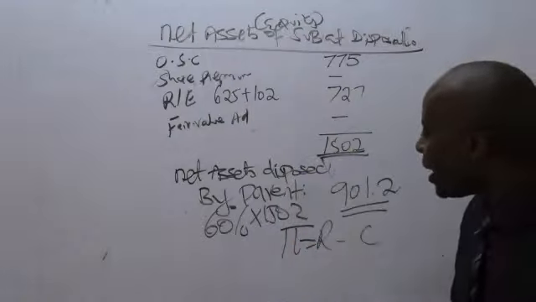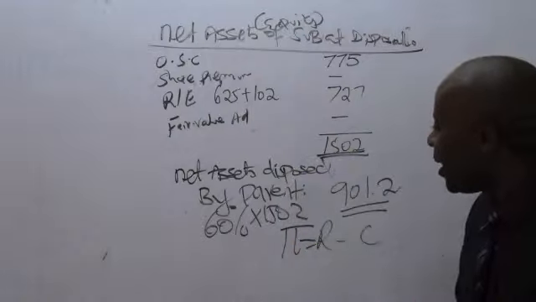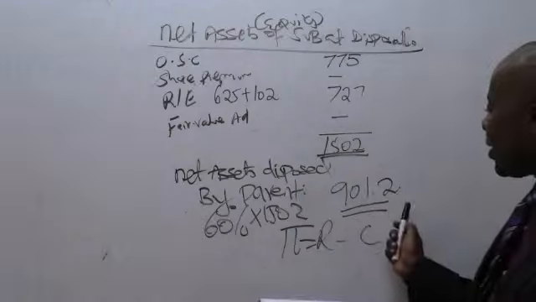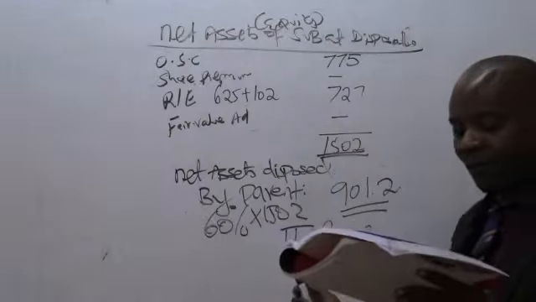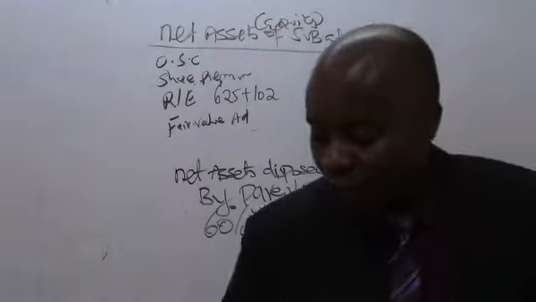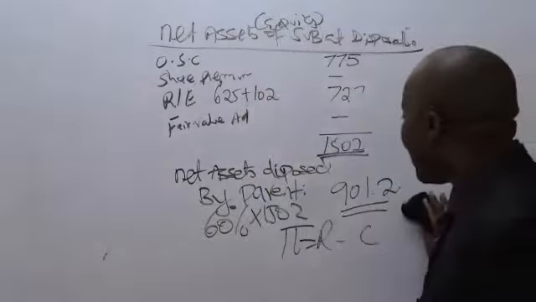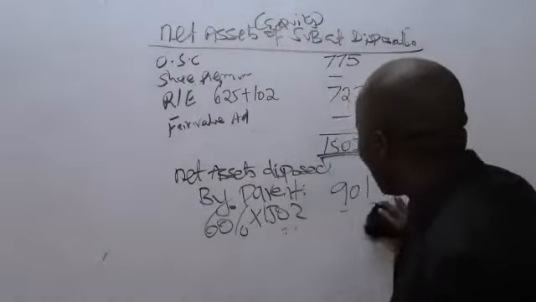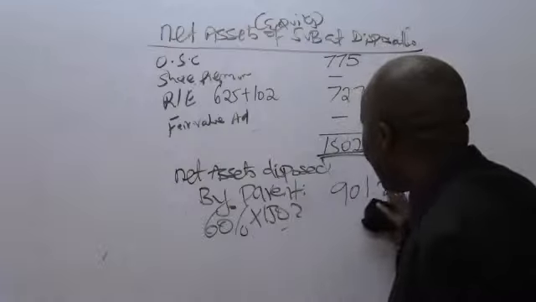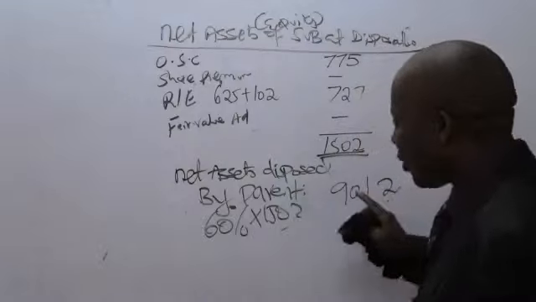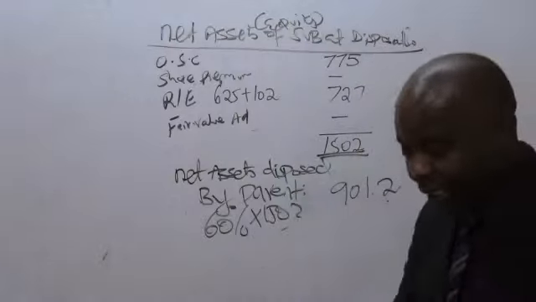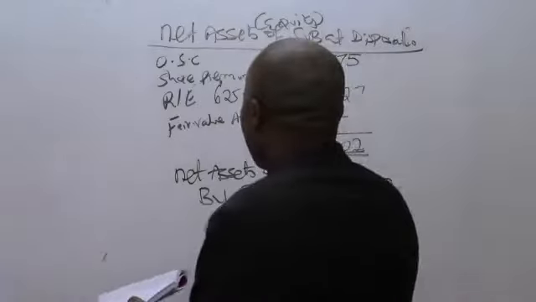We have here the net assets, in this case disposed by the parent. You got 901.2. Remember that these guys, before I go to the profit, which is revenue minus cost, these guys had also an asset that has not been factored in here.